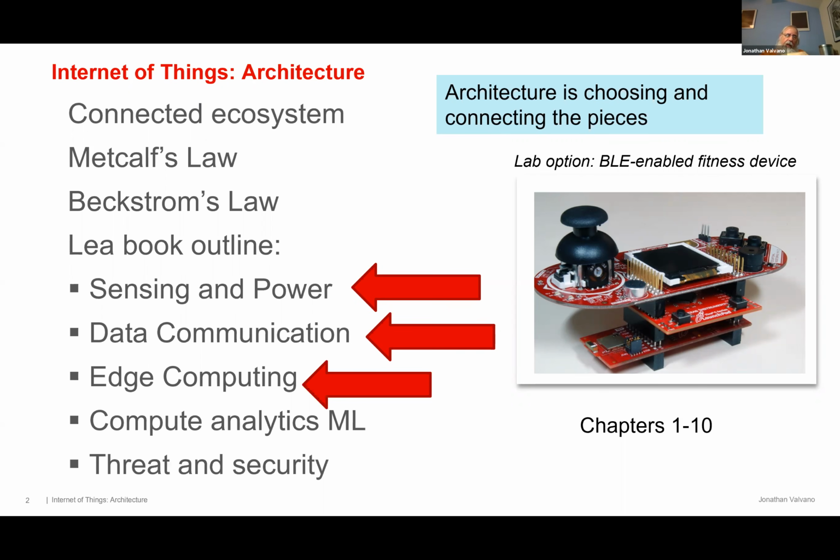Chapter 2 outlines the book in terms of sensing and power, communication, and some edge computing. It also talks about machine learning and security. Those aren't things that we'll probably get to, but I still think the book was reasonable. Today we're going to do Metcalfe's law and Beckstrom's law, and the definition of real time.